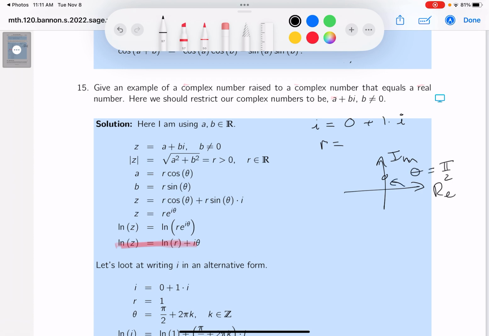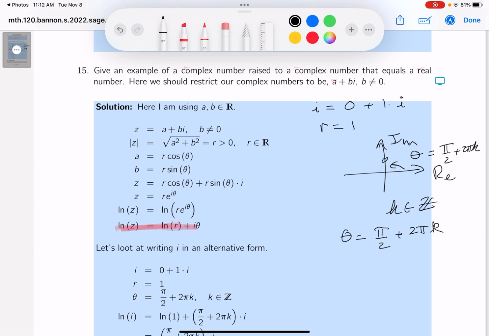But it's kind of misleading because what happens is it keeps repeating itself every 2 pi k, with the understanding that k could be any integer at all. All right, what's the r there? The r is 1. And what's the theta over there? The theta is pi over 2 plus 2 pi k. Right, again, with the understanding that k is equal to any integer. All right, so let's go back and let's do this business over here now.